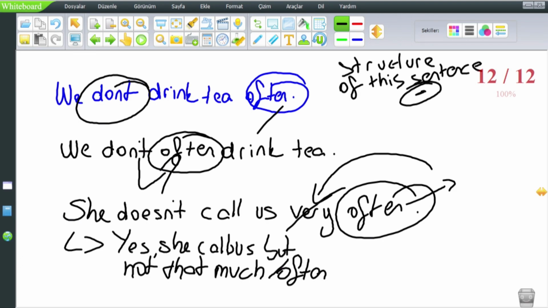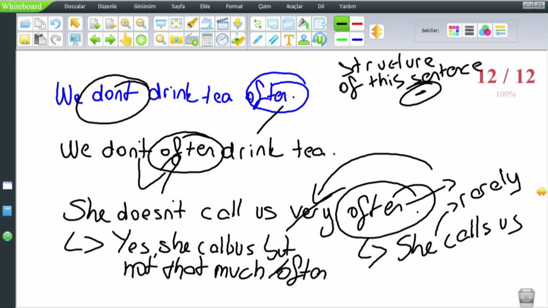If I didn't say this, if there wasn't a "very" in the sentence, it would mean she doesn't call us often. She calls us, yes, she calls us, but rarely. This is the difference.